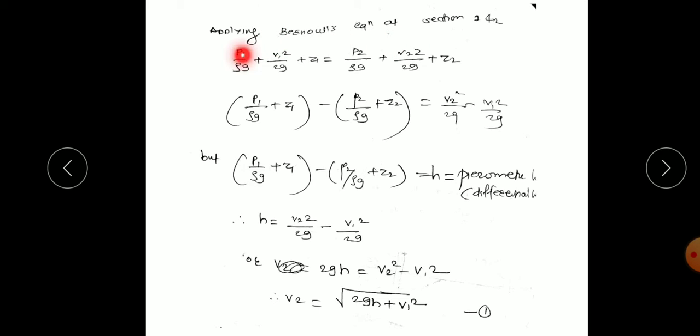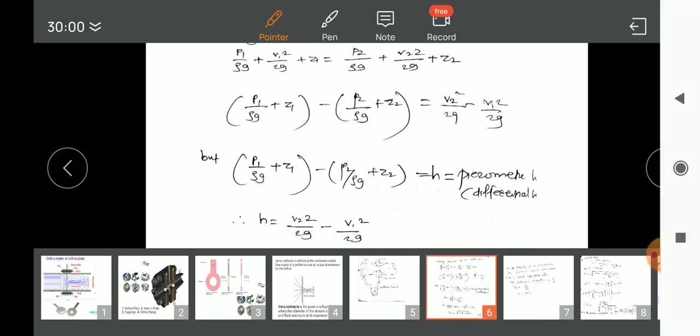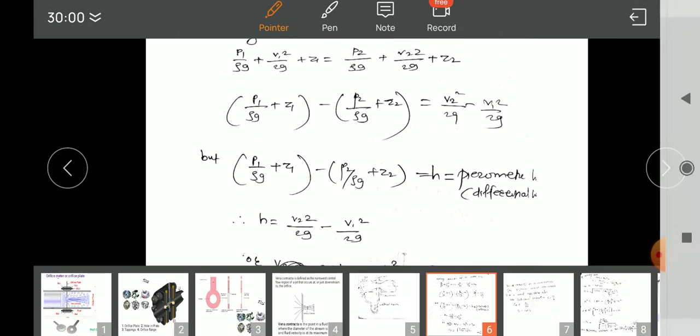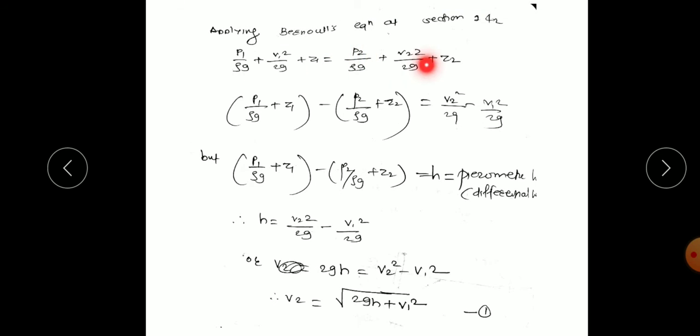At section 1 the pressure head is P1 by rho g, the kinetic energy is V1 square by 2g, and Z is the elevation. Equating with section 2, as per Bernoulli's principle the total energy along the fluid flow remains constant. So equating these, these are the total energies at the two sections. Taking Z1 on the left side and P2 by rho g plus Z2 on the right side, we get P1 by rho g plus Z1 minus P2 by rho g plus Z2.